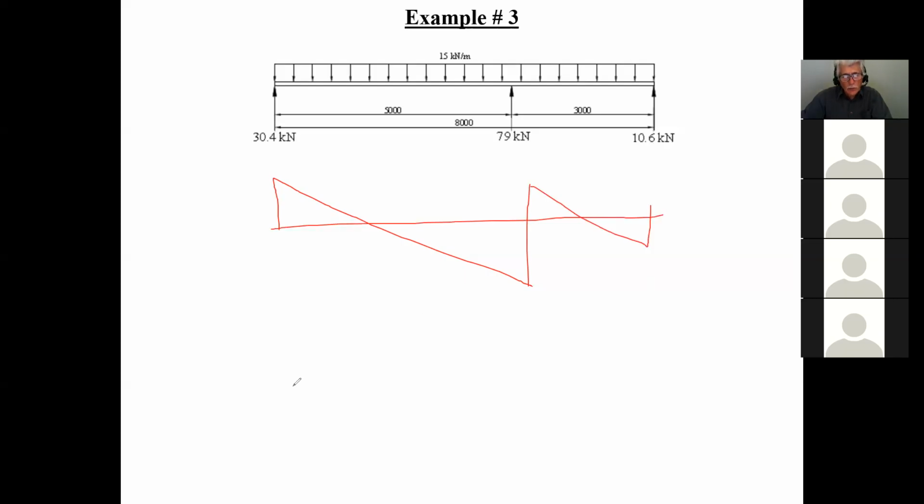And for the moment diagram, I calculate this point here. This is the slope of the line, and therefore I have 30.4 divided by 15, so this is at 2.02 meters, and so on. Therefore I can go calculate the moments, and that's how I do the shear diagram.